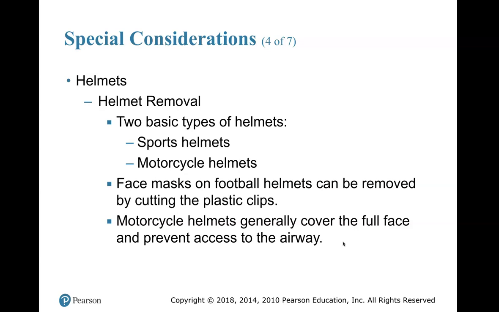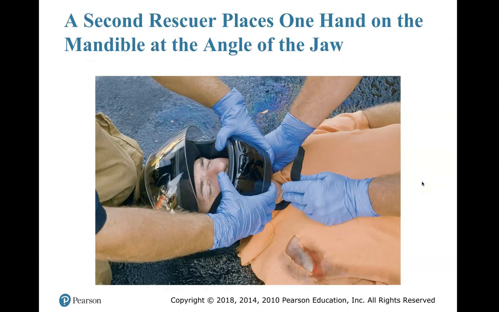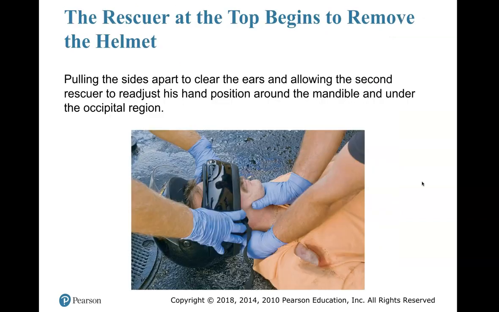Motorcycle helmets generally cover the full face and prevent access to the airway, as seen here. So, one rescuer applies stabilization by placing hands on each side of the helmet with fingers on the patient's mandible to prevent movement. See those fingers right here on that mandible? The second rescuer places one hand on the mandible at the angle of the jaw. With the other hand, the second rescuer holds the occipital region. This maneuver transfers the stabilization responsibility to the second rescuer.